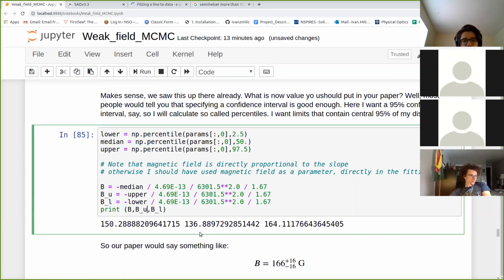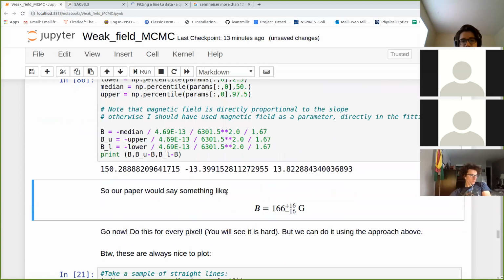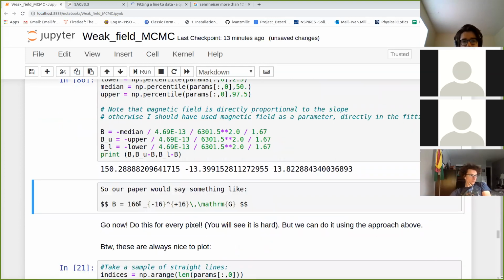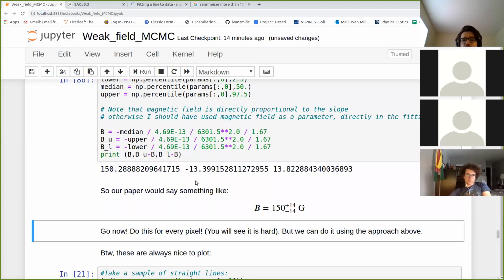And the usual way to report this is you calculate these differences, and then you input them here. Let's always round up to higher values. So this would be something like 14, if you want two digits. But in principle, you could just say 150 plus minus 20 Gauss here would be reasonable. And this process is going to give you these upper and lower errors very, very reliably.